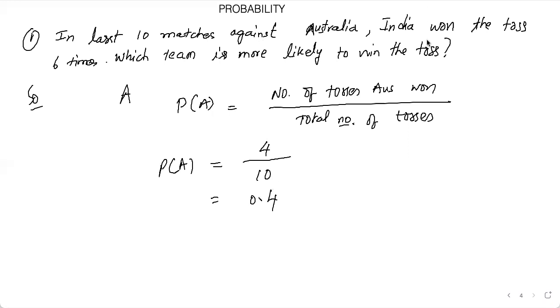We can say that India is more likely to win the tosses. So the probability of I is greater than the probability of A, right? So that solves the problem.